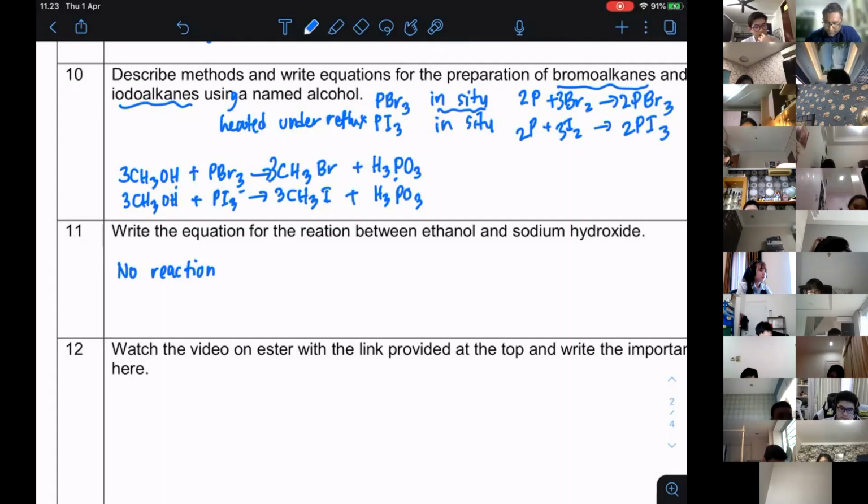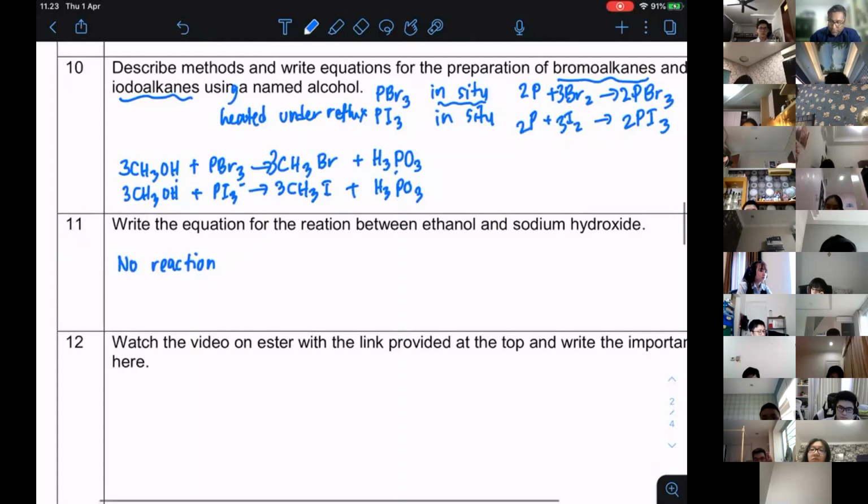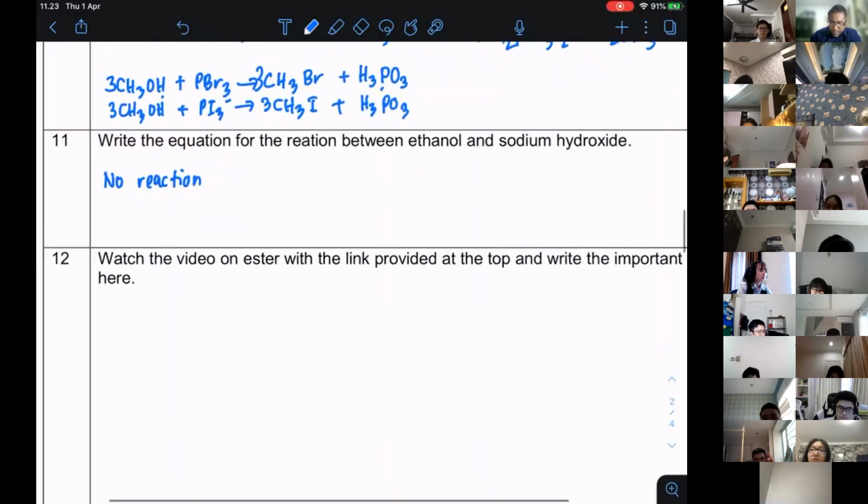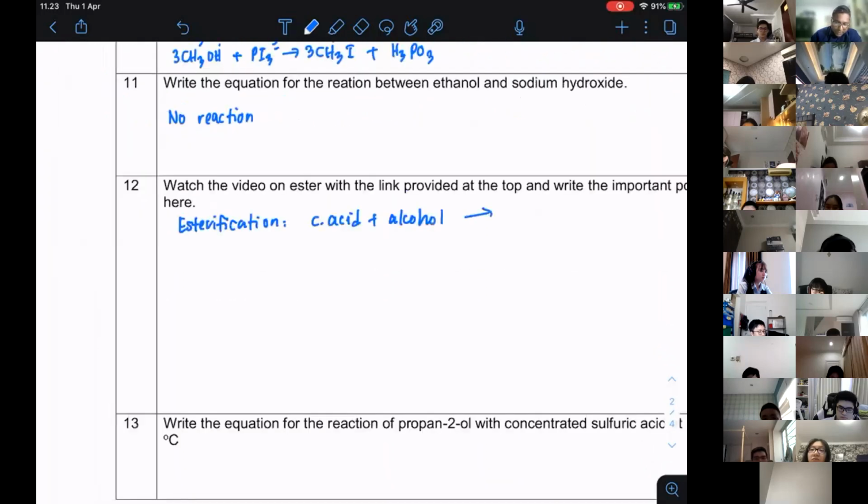Now watch the video. If you watch the video on ester, there are 3 important concepts that you need to learn. One is esterification. How do you do the esterification? So ester you get from carboxylic acid, you react with alcohol, and then they are going to give you ester and water. And do remember this reaction is reversible and you need to heat under reflux and you use concentrated sulfuric acid.